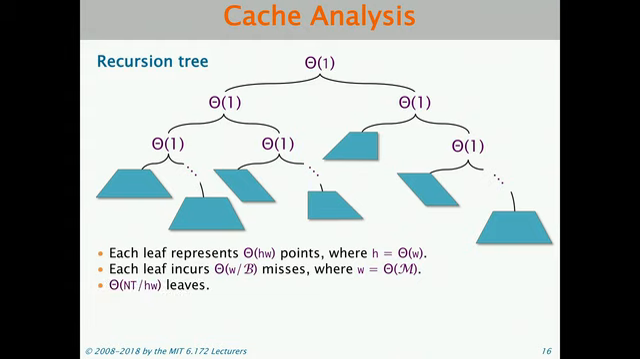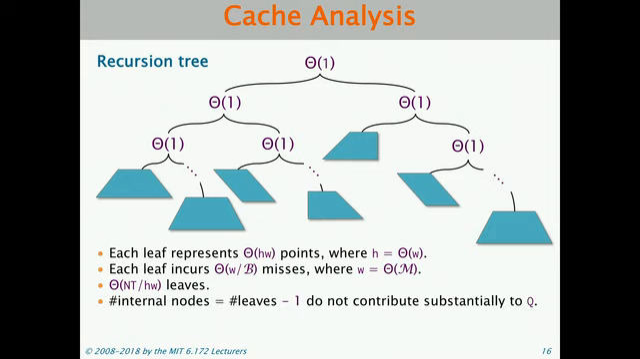So the number of leaves we have is theta of NT divided by HW, because each leaf is of size theta HW. The number of internal nodes we have is equal to the number of leaves minus 1, because we have a tree here. But the internal nodes don't contribute substantially to the cache complexity, because each of them is just doing a constant number of cache misses to set up the 2 recursive calls, and it's not doing anything more expensive than that. So we just need to compute the number of cache misses at the leaves.